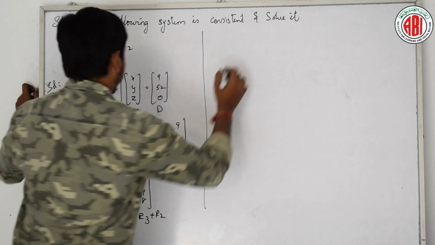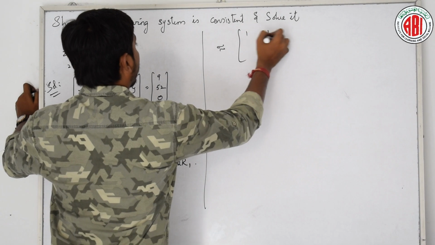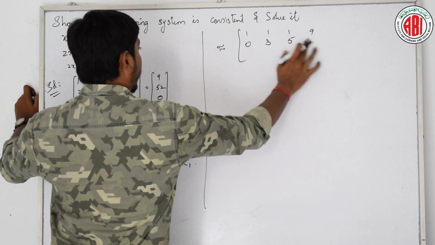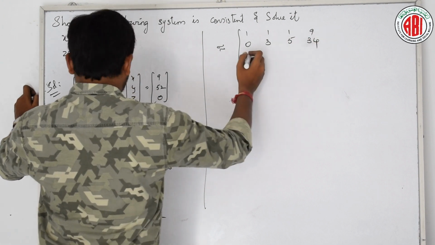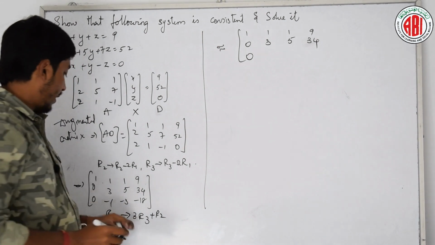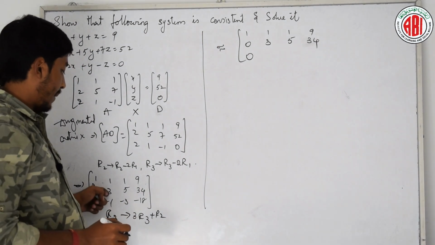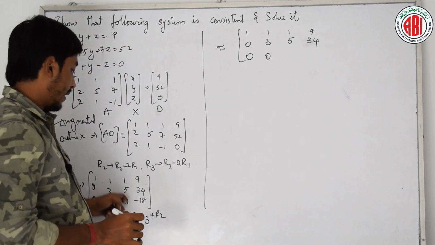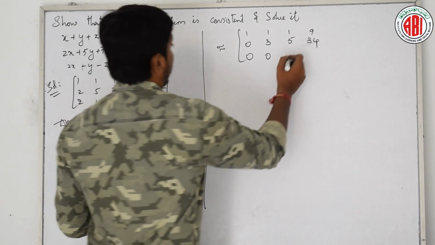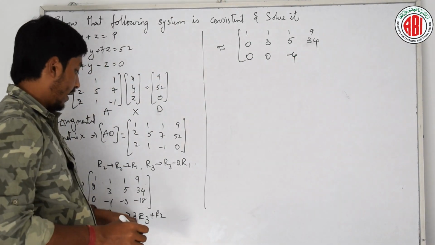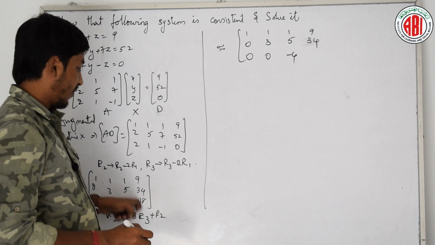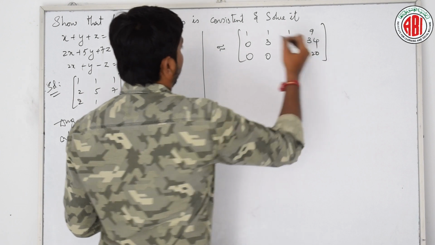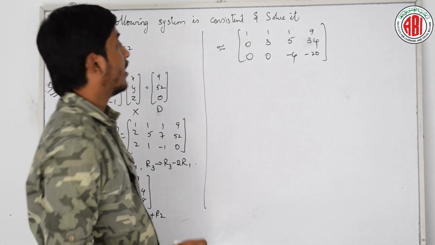Clear? Done. That is 1, 1, 1, 9, 0, 3, 5, 34, and the next 0, here it is minus 3 plus 3, 0. Is it right? Minus 9 plus 5, that is minus 4. Here 18 3s are 54, minus 54 plus 34, that is minus 20. Is it fine?